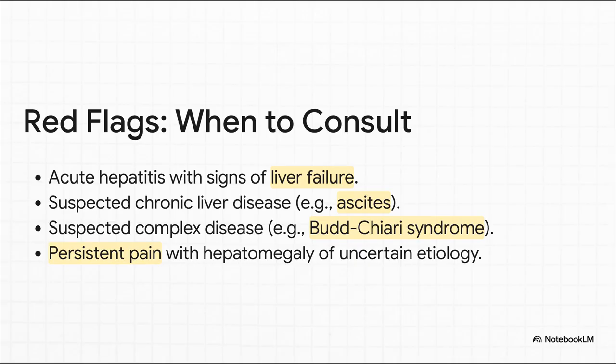If your patient has signs of acute liver failure, I'm talking new confusion or a rising INR, that's an immediate consult. Same goes for new signs of advanced chronic disease, like ascites. If you even suspect a complex vascular issue, like Budd-Chiari, or if the patient just has this persistent pain and an enlarged liver that you can't explain, don't hesitate. Pick up the phone. Honestly, knowing when to call for backup is just as important as knowing the workup itself.